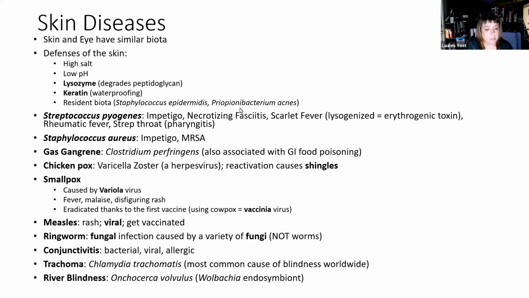Next was ringworm. This is a fungal infection. There's a wide variety of fungi that can cause ringworm. We call it tinea, for example, tinea capitis for the head. It's not caused by worms though. It's just fungi. Then we had talked about conjunctivitis.